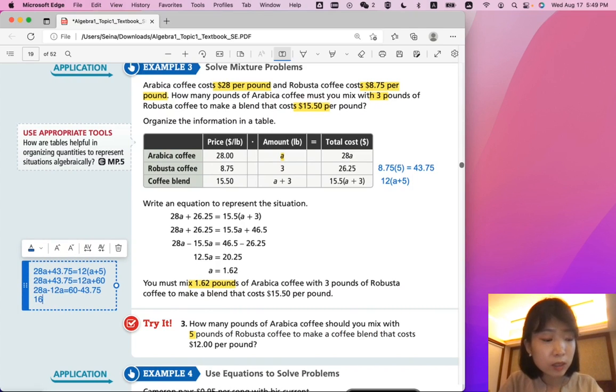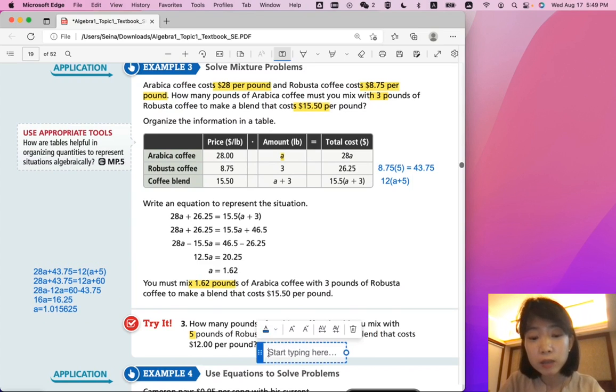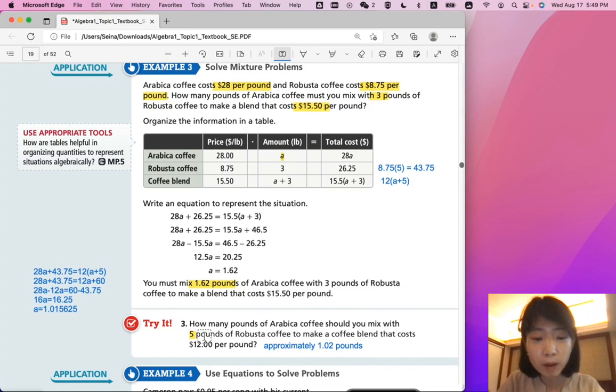And 16A should equal 16.25. And finally, your A is 1.015625. So what is your answer? Approximately 1.02 pounds is how much you need to mix. How much Arabic coffee you need to mix with 5 pounds of Robusta coffee to make a coffee blend that costs $12 per pound.